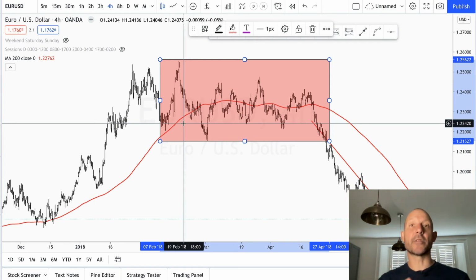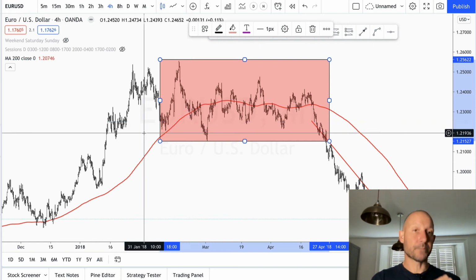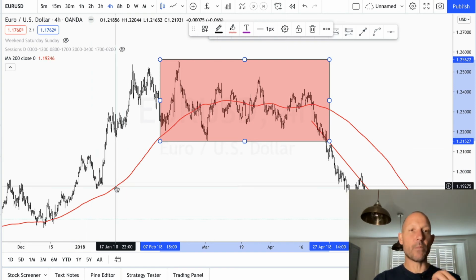So if you are going to use them for any part of your entries or anything like that, you want to use them in confluence with other indicators or anything that you're using in your trading. Because if you just try and trade off moving averages, you're going to run into hot water, as I say, very, very quickly.